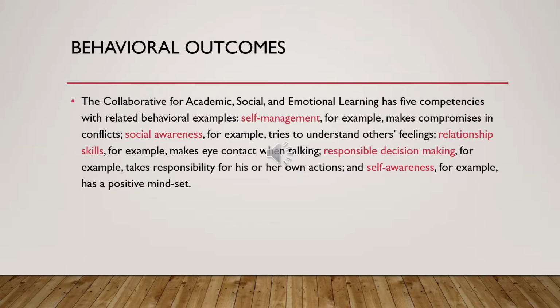CASEL, the Collaborative for Academic, Social, and Emotional Learning, focuses on the behavioral outcomes that come from social emotional learning. When a student masters self-management, they are able to make a compromise in a conflict better than a student who has not mastered that competency. When a student has increased social awareness, they are better able to understand others' feelings. Students with high relationship skills can make eye contact when talking. Students who have mastered responsible decision making take responsibility for their own actions. Finally, students with self-awareness have a positive mindset. These five competencies all lead to better behavior and classroom management.